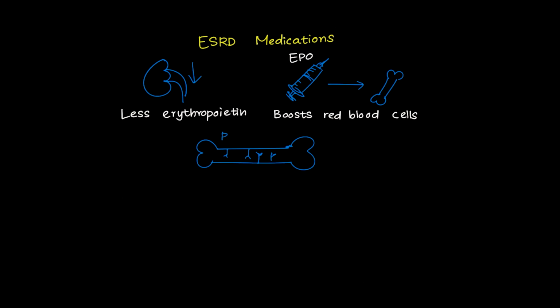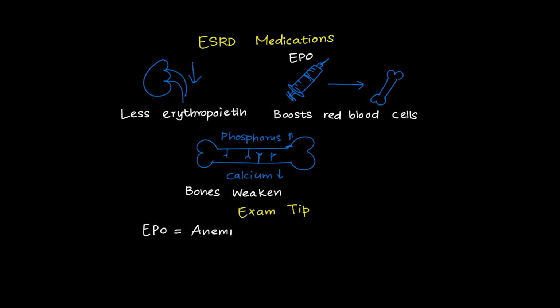Second, the kidneys normally clear phosphorus from the blood. When they fail, phosphorus builds up, and it pulls calcium out of bones to try to balance. That causes the bones to weaken, a condition called renal osteodystrophy. Phosphate binders taken with meals trap dietary phosphorus in the gut before it ever gets absorbed. So one drug fixes the anemia, and the other protects the bones, and together they cover two of the deadliest renal complications.